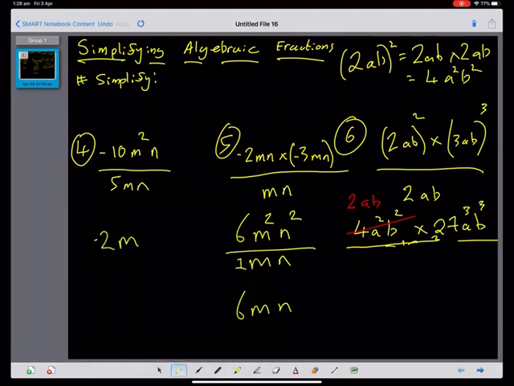Okay, so we've got 2 times 27, which is 54. We've got a times a cubed, which is a to the 4. We've got b times b cubed, which is b to the 4. So this is the answer. Okay, so hopefully now you can simplify an algebraic fraction.